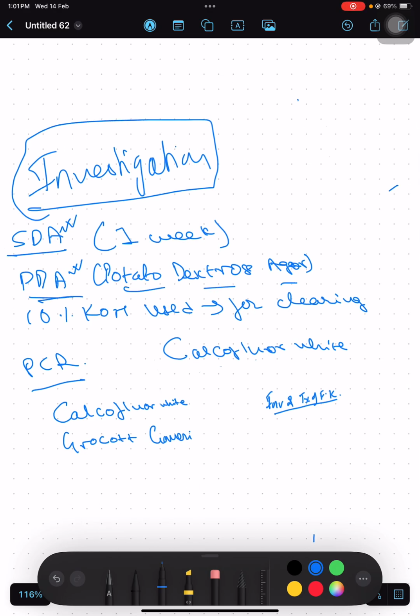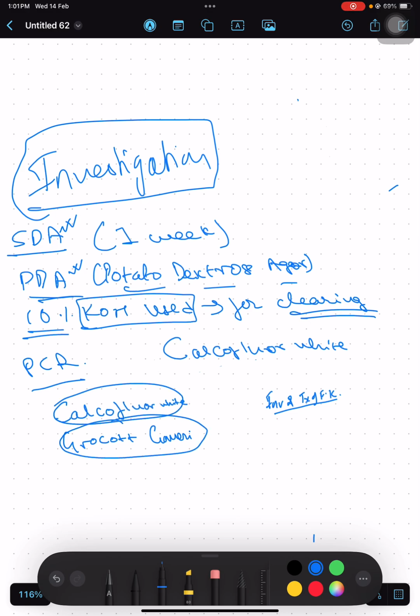PDA is potato dextrose agar, and you can use KOH for clearing. So 10% KOH removes all the other tissues so that you can see the hyphae clearly. You can use a microscope and visualize it, right? And you can use calcofluor white or Grocott-Gomori methenamine silver. Okay, calcofluor white or Grocott-Gomori can be used.